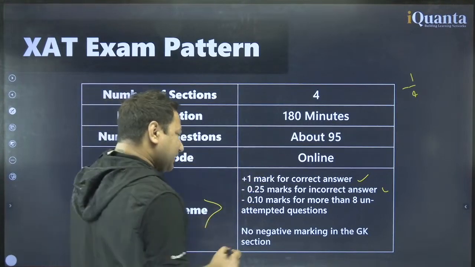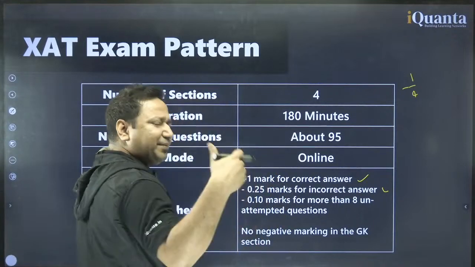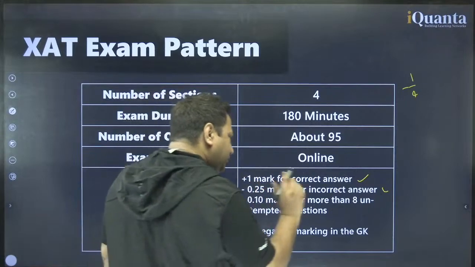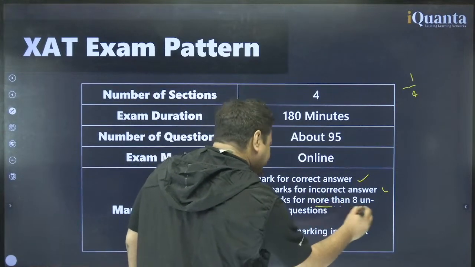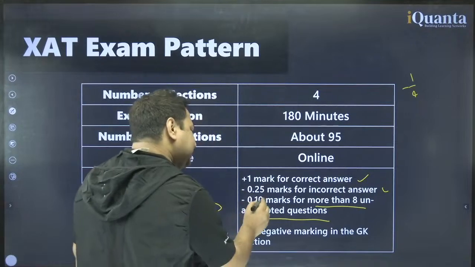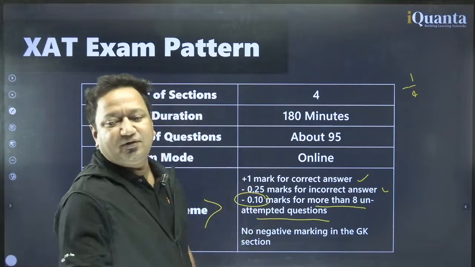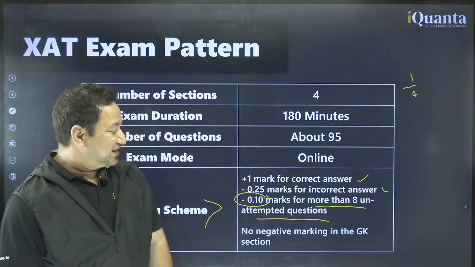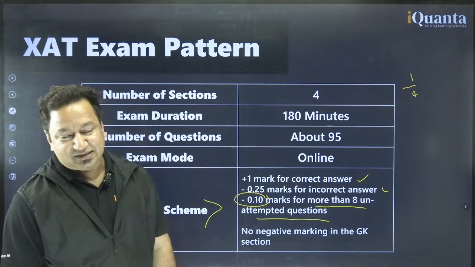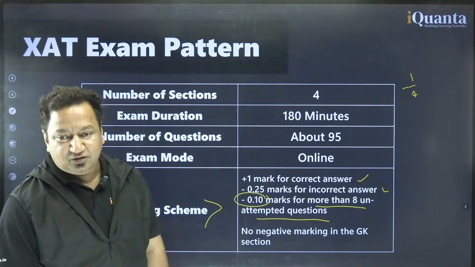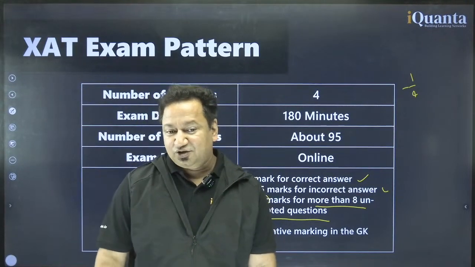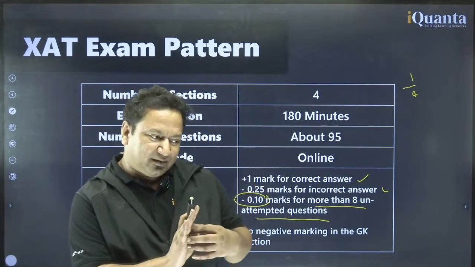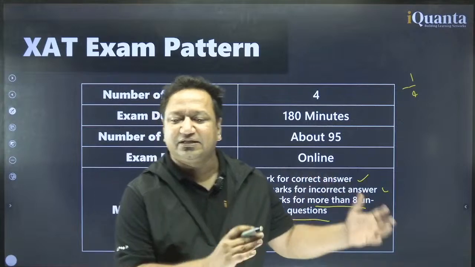And the very interesting, or I would say uninteresting, thing about that is that if you do not attempt any question, of course you get 0 everywhere. But here, if you leave more than 8 questions unattempted, minus 0.1 marks will be deducted for every question. That's the kind of penalty. I'm laughing, but actually this should be taken care of. So you need to attempt the questions. Even if you do not know something, you should not leave more than 8 questions unattempted.